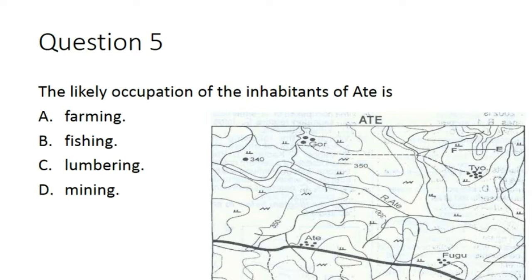Question 5. The likely occupation of the inhabitants of Ete is A. Farming, B. Fishing, C. Lumbering, D. Mining. If we look at our map, Ete people settled along the main road. There is no sign of river here. There is no sign of any other things mentioned in our option. So their likely occupation will be farming.